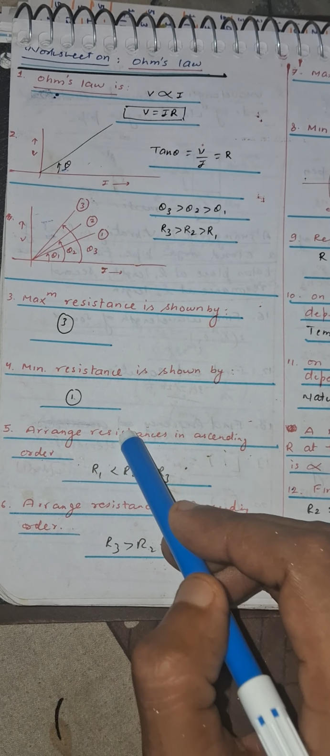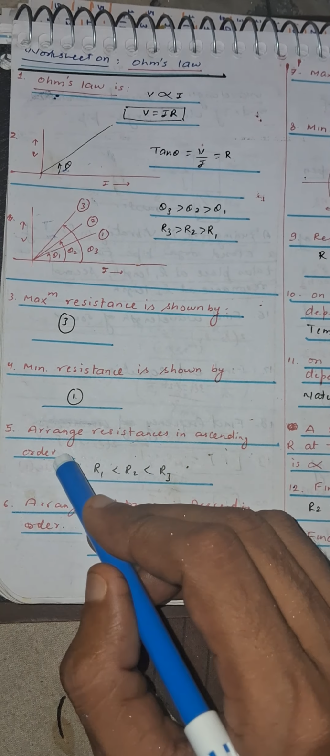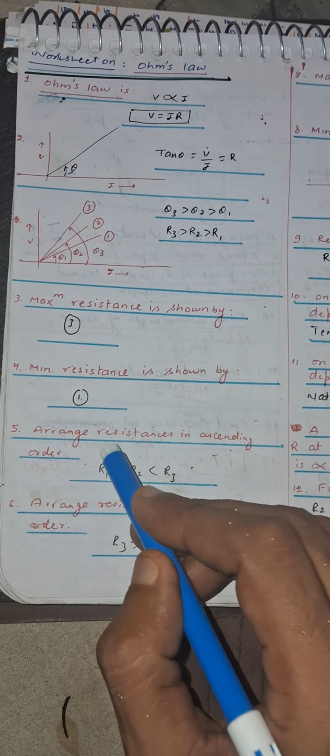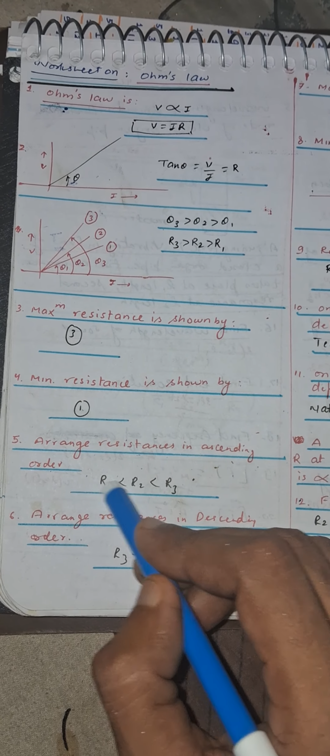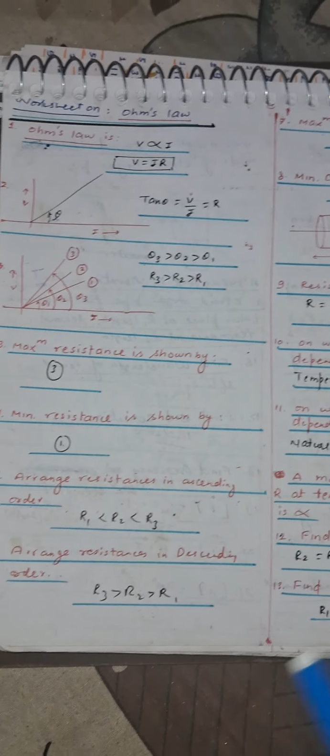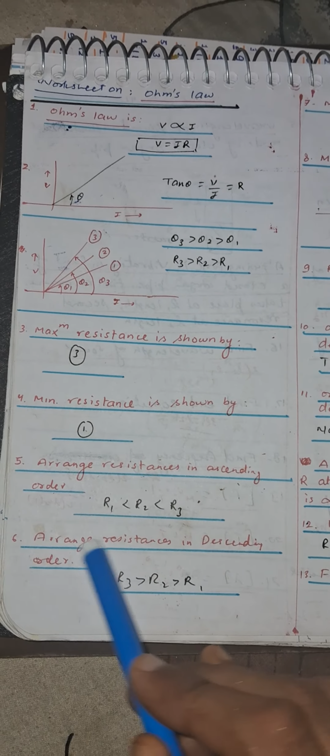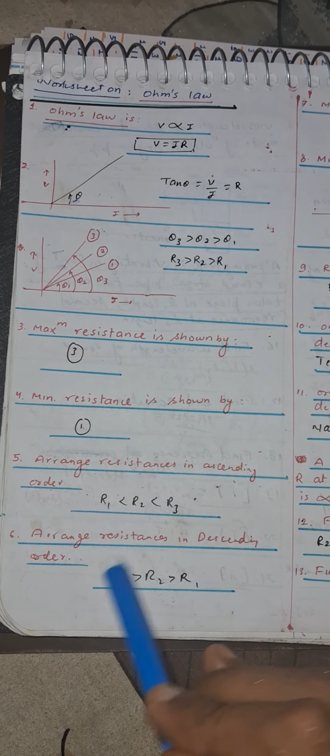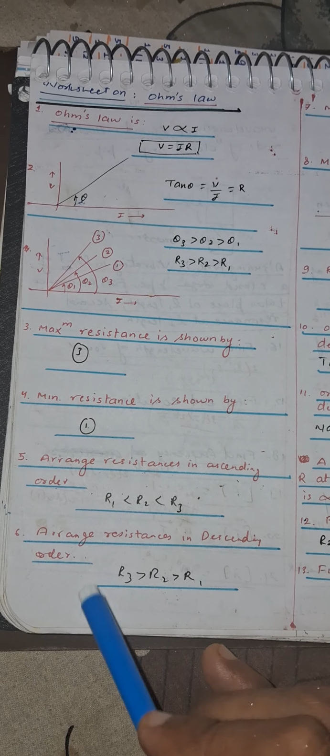Next question is: arrange resistances in ascending order. Ascending means increasing order. So obviously R1 is least and R3 is greatest, so the order will be R1 less than R2 less than R3. The next question is: arrange resistances in descending order. That means decreasing order, so the order will be R3 greater than R2 greater than R1.